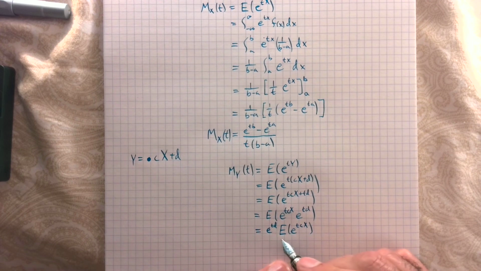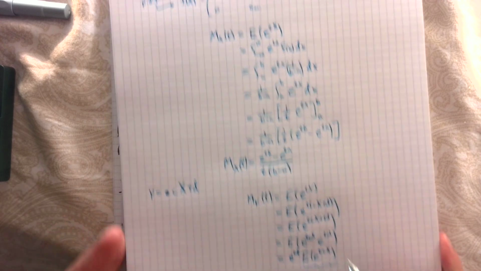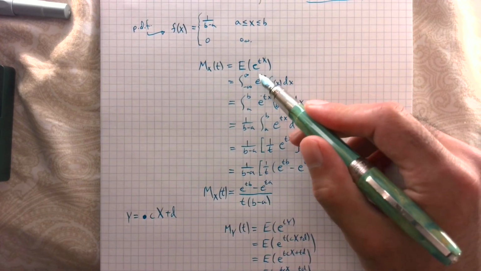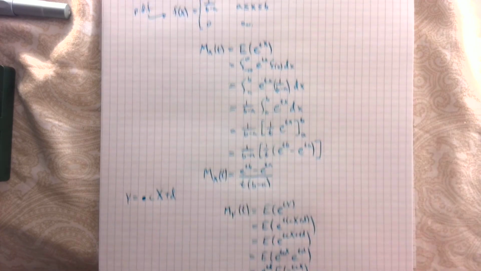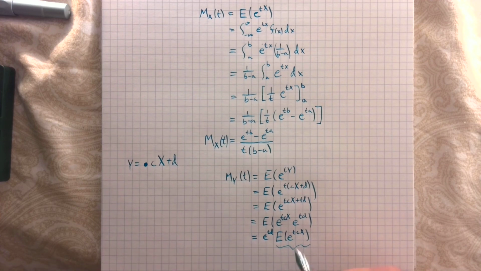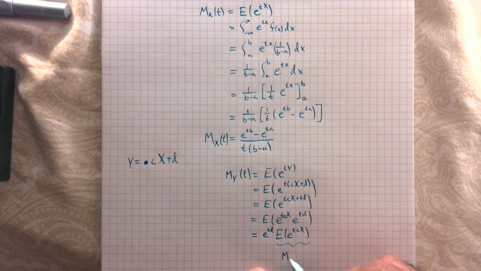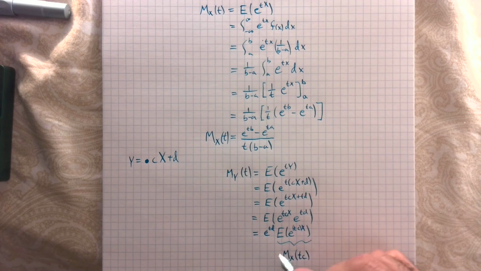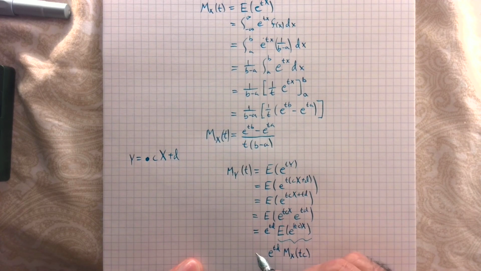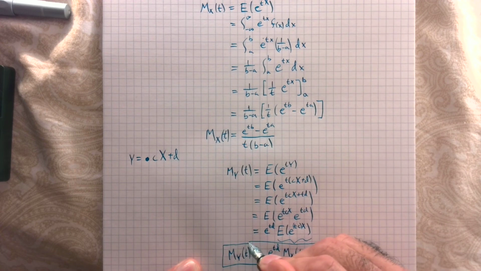So now what is this? This is very similar to my moment generating function of x, except instead of a t here, I have a tc. So what is this really? This is the moment generating function of x evaluated at tc. See, I can put little parentheses around here. And then I have times e to the td. And this is going to be equal to my moment generating function of y. And that is my answer.